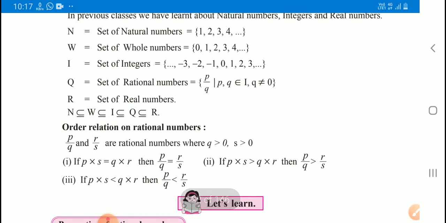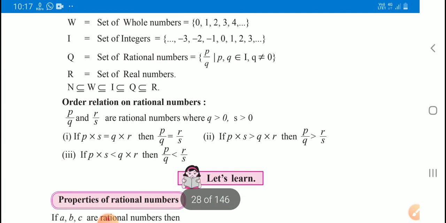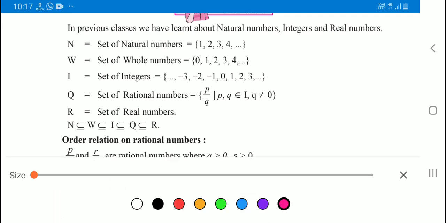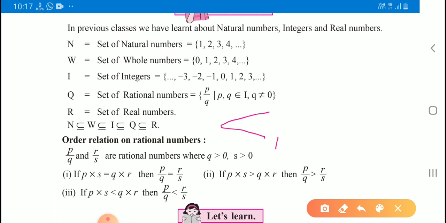Now next, ordered relation on rational numbers. You know very well what is meant by order relation. Order relation means just comparison, like this way. These signs we are using for the order relation. Now here they have taken the rational numbers P upon Q and R upon S, where Q is greater than 0 and S is greater than 0. Means the denominator should not be 0.